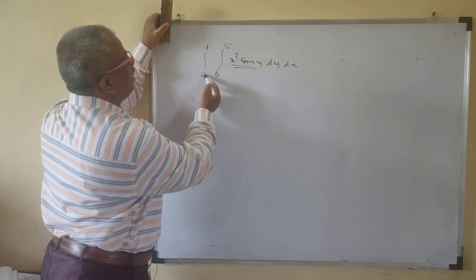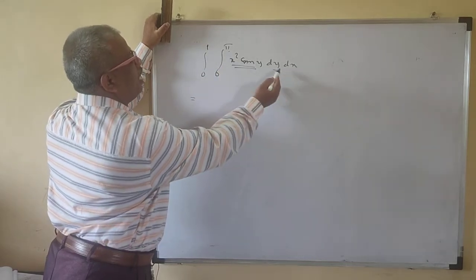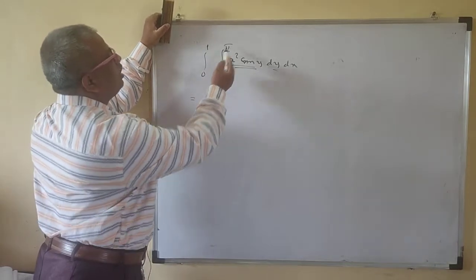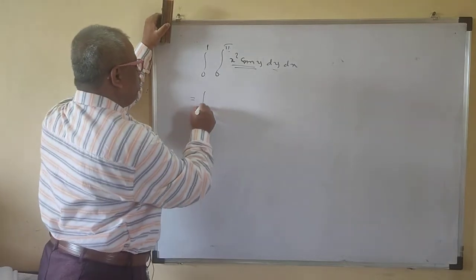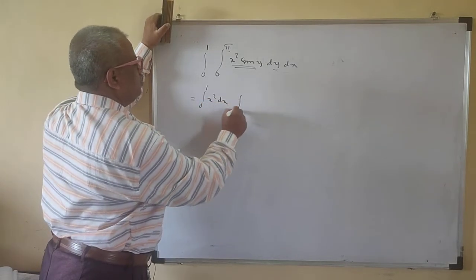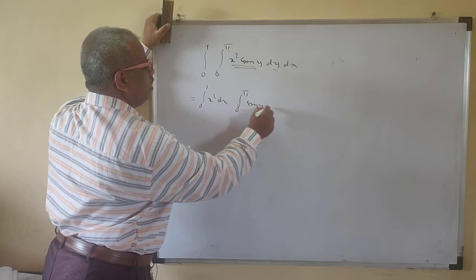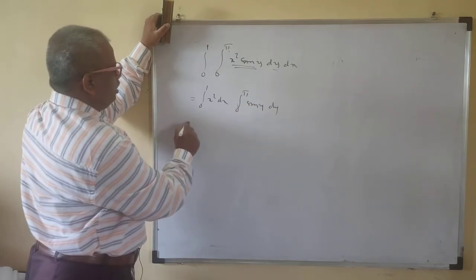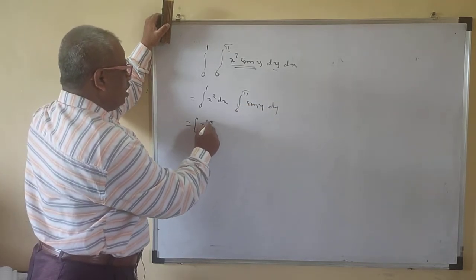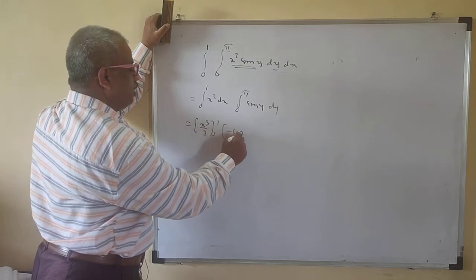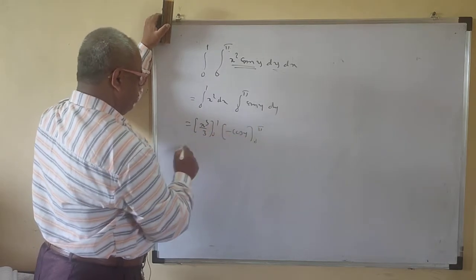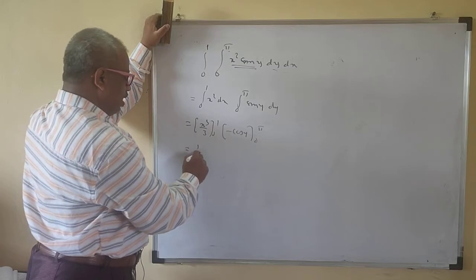So these are the limits of x. These are the limits of y because y is there first. Therefore these are the limits of y. So we can write 0 to 1 x square dx, 0 to pi sin y dy. You can integrate it. This is x cube by 3, 0 to 1, and minus cos y, 0 to pi. So this is then 1 by 3.